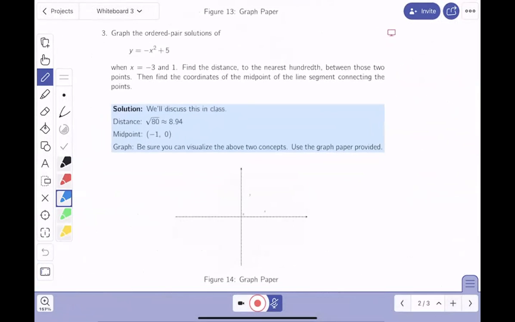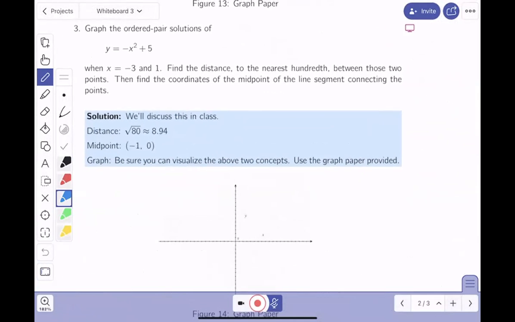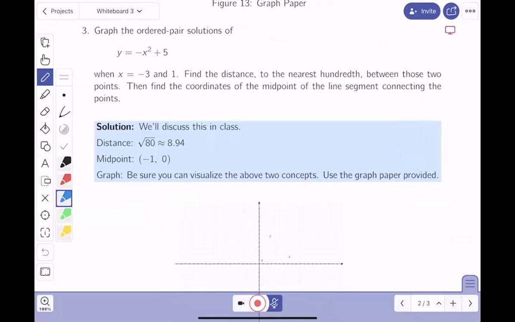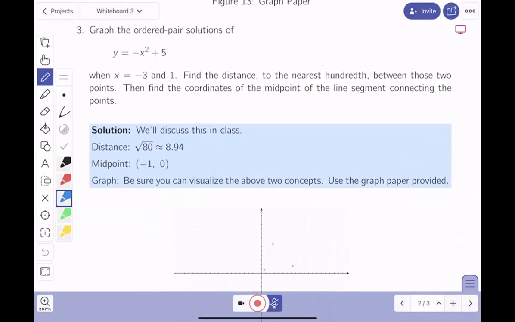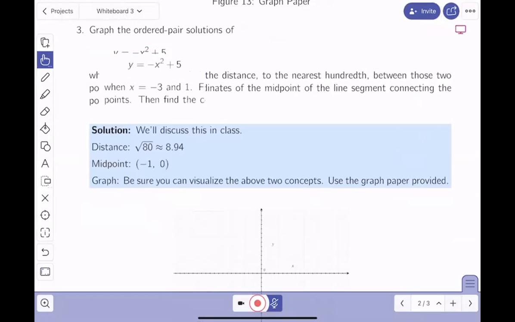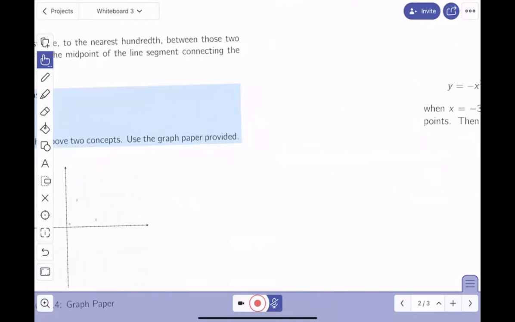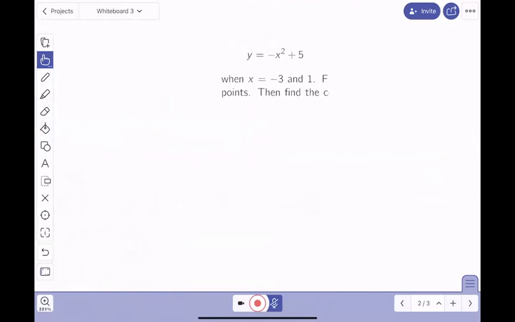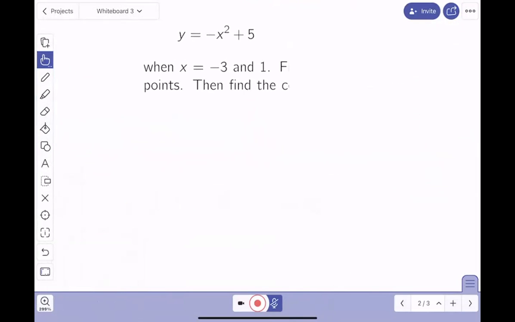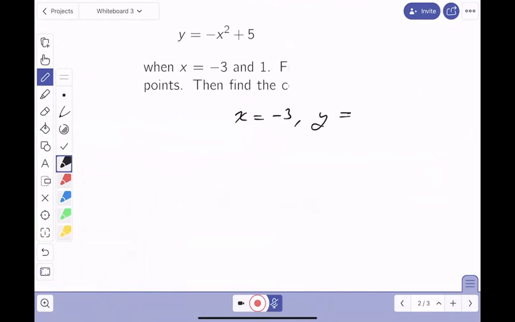Let me look at number 3. Number 3 looks a little strange to me. They say graph the ordered pair solutions of this. And I'm looking at it, and it doesn't look easy. So I'm going to pull this part to the side, and I'll use the graph paper later. All right, so I'm going to see if I can figure it out. And they say X is, let me write this down for you, X is minus 3, and Y is, well, what is Y?